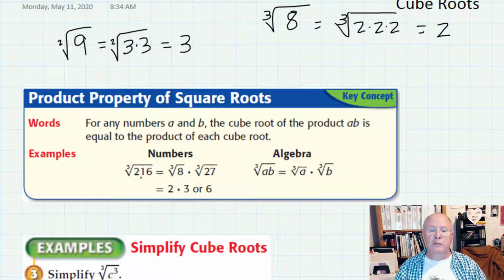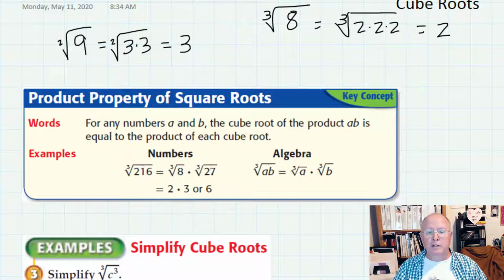Well, what 2 things multiplied together give you 216? And each of those are perfect cubes, basically. Well, through a lot of trial and error on your part, it would turn out to be 8 and 27.